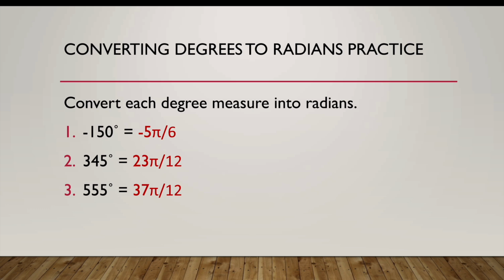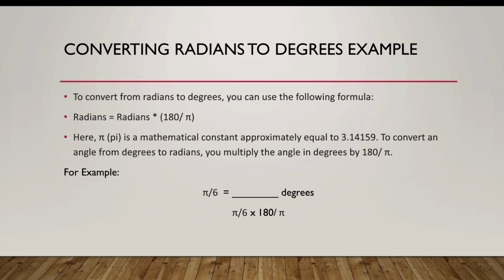Let's go in the opposite direction. If we want to convert from radians to degrees, we can use the following formula. Degrees equals radians times 180 divided by pi. And again, remember that pi is a mathematical constant. To convert an angle from radians to degrees, you just multiply the angle in radians by 180 over pi. For example, let's take the answer we just got. Pi divided by 6 equals however many degrees: pi divided by 6 times 180 divided by pi.